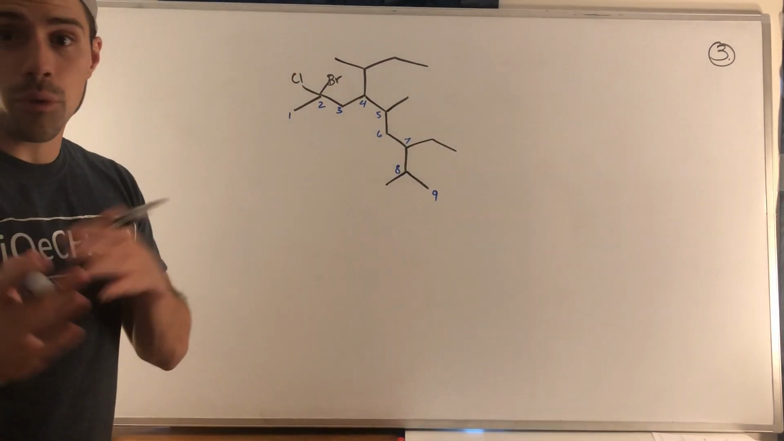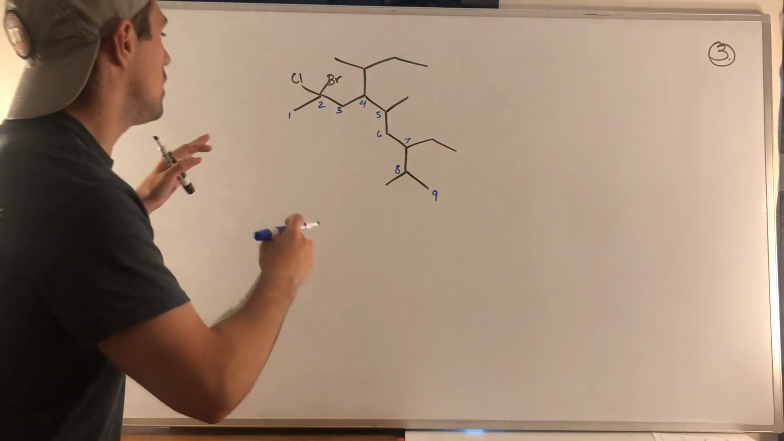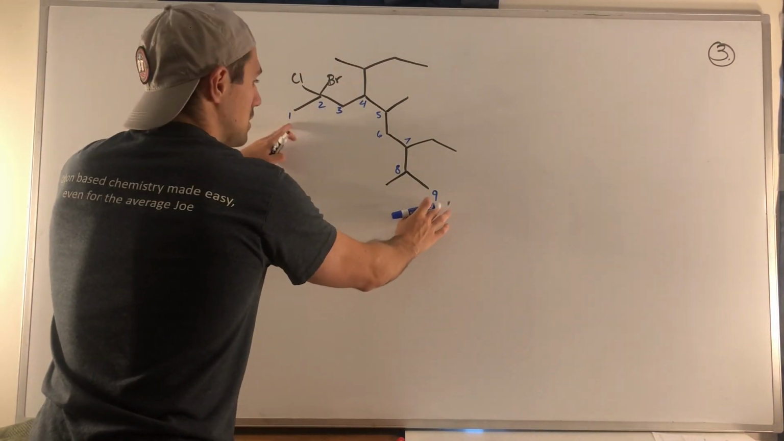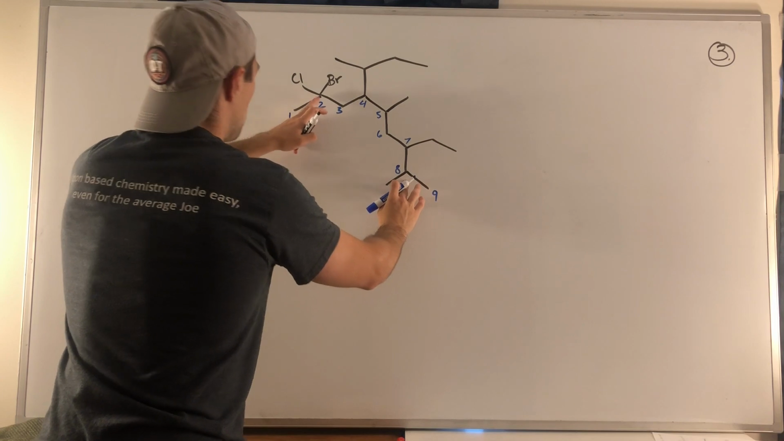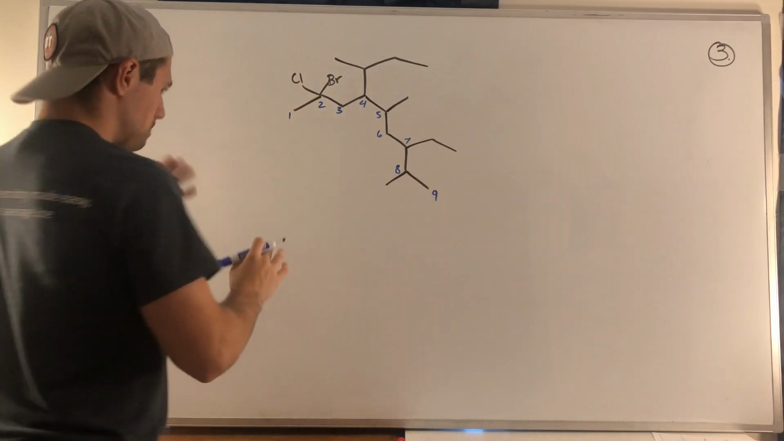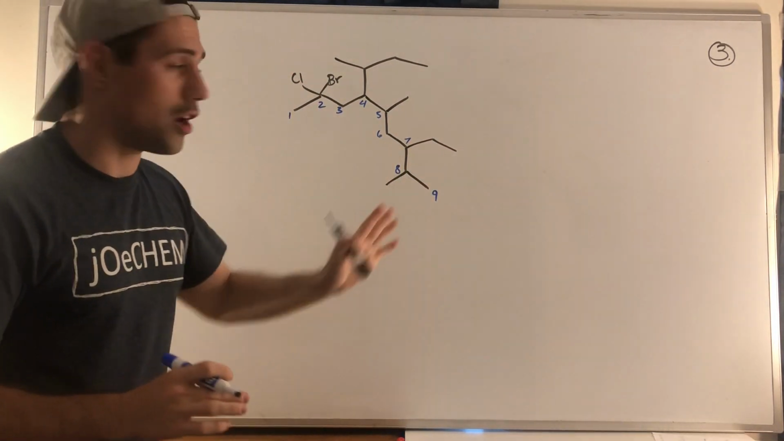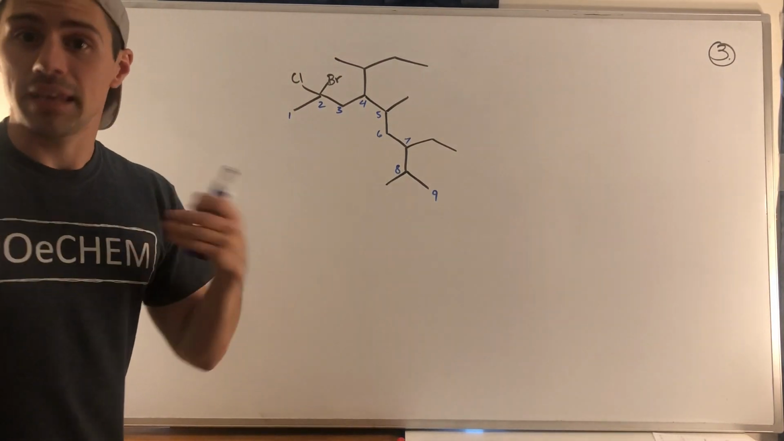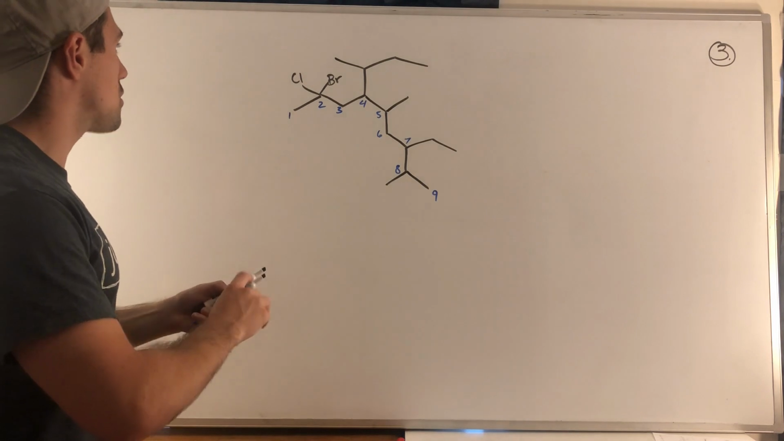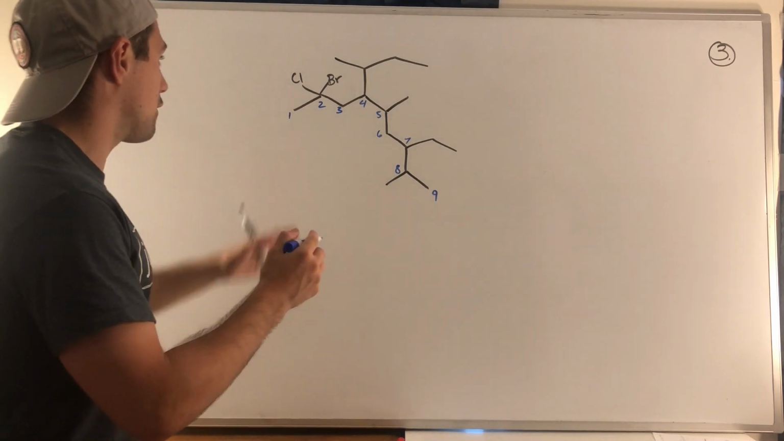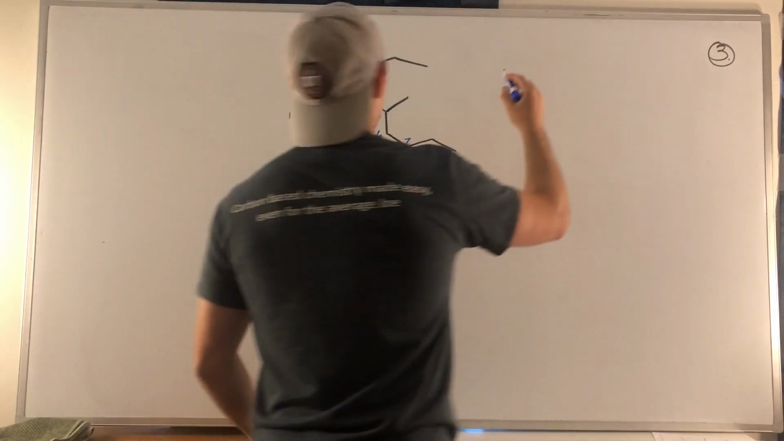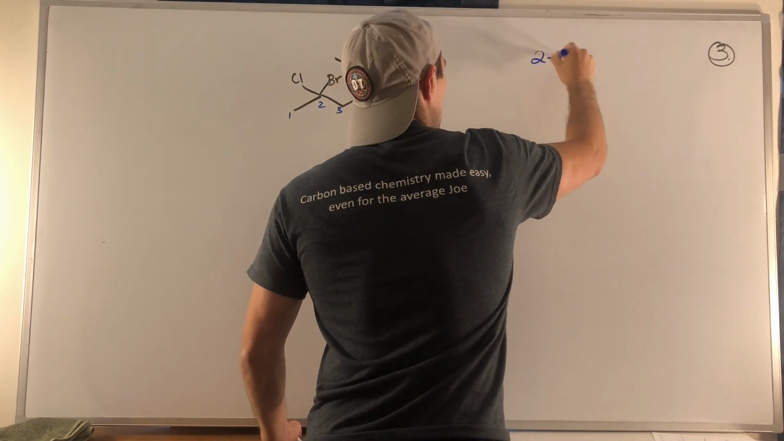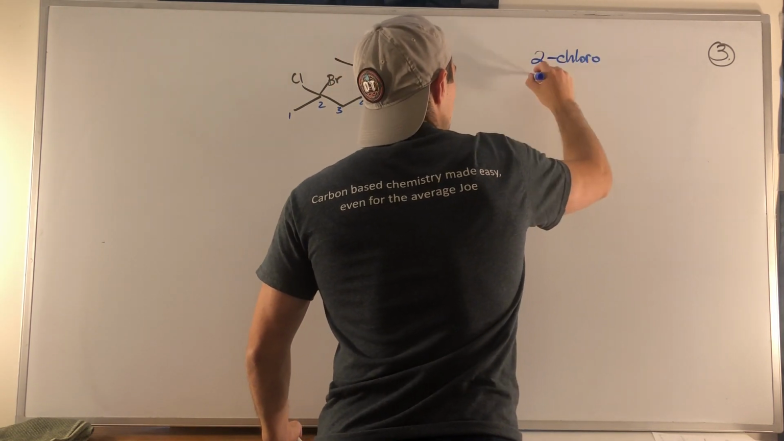And for those wondering, well, what if we have to count from right to left? Well, let's think about this, right? Either way, 1 in, we have 2 branches, and then we have 1 branch. So left to right is our way to go, not right to left. So now that we've identified the parent chain, now we can start naming. So I think we can see we have 2 halogens, right? We have 2 halides. We have 2 chloro. We have 2 bromo.